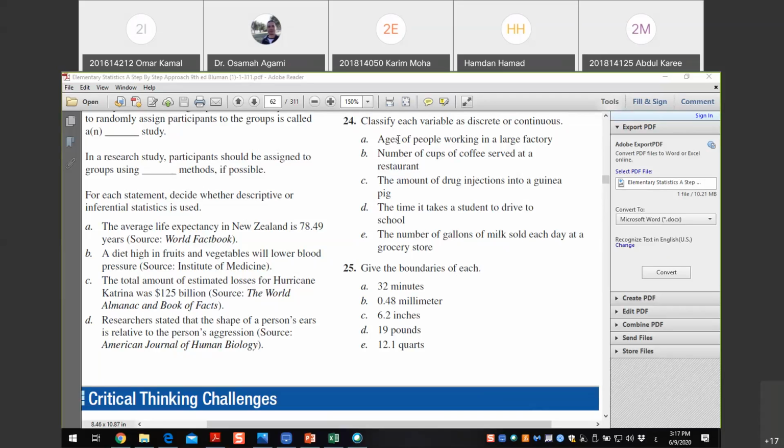Okay, this is what I mean. This is why I said the age in general is continuous, but the age for different people is discrete. Okay.